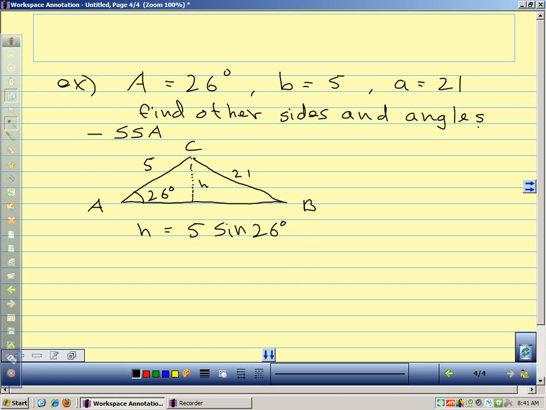What's the biggest value for the sine of any angle? Josh says 1. The sine is always going to be between 0 and 1. So the sine of 26 is between 0 and 1, and the biggest that this height could be is 5. So we know that the height is less than 5, and 21 is bigger than 5. So 21 is bigger than my height, so we're going to have one triangle.